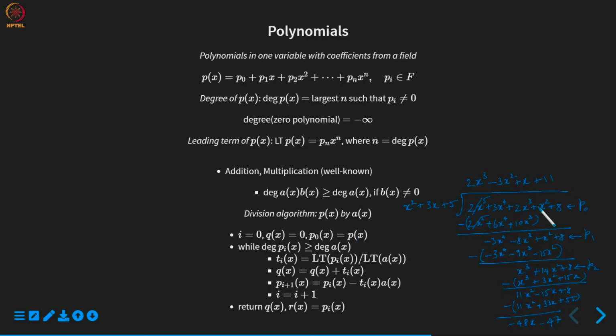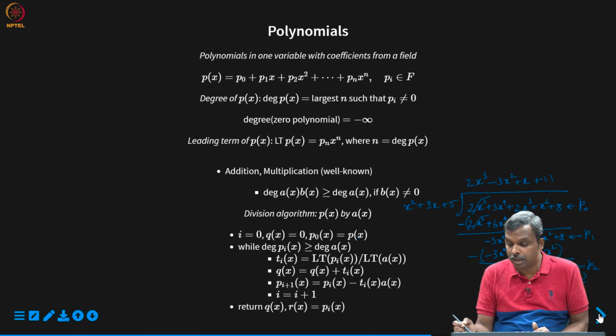Once you finish your division, you will get a remainder and a quotient. So this p of x will be a of x times quotient plus the remainder. You can check that, that would be true. And more important to us, the degree of r of x is strictly less than the degree of a of x. That is when you stop. So this is the familiar division algorithm, I am just writing it down, codifying it. So the division algorithm is important to us.